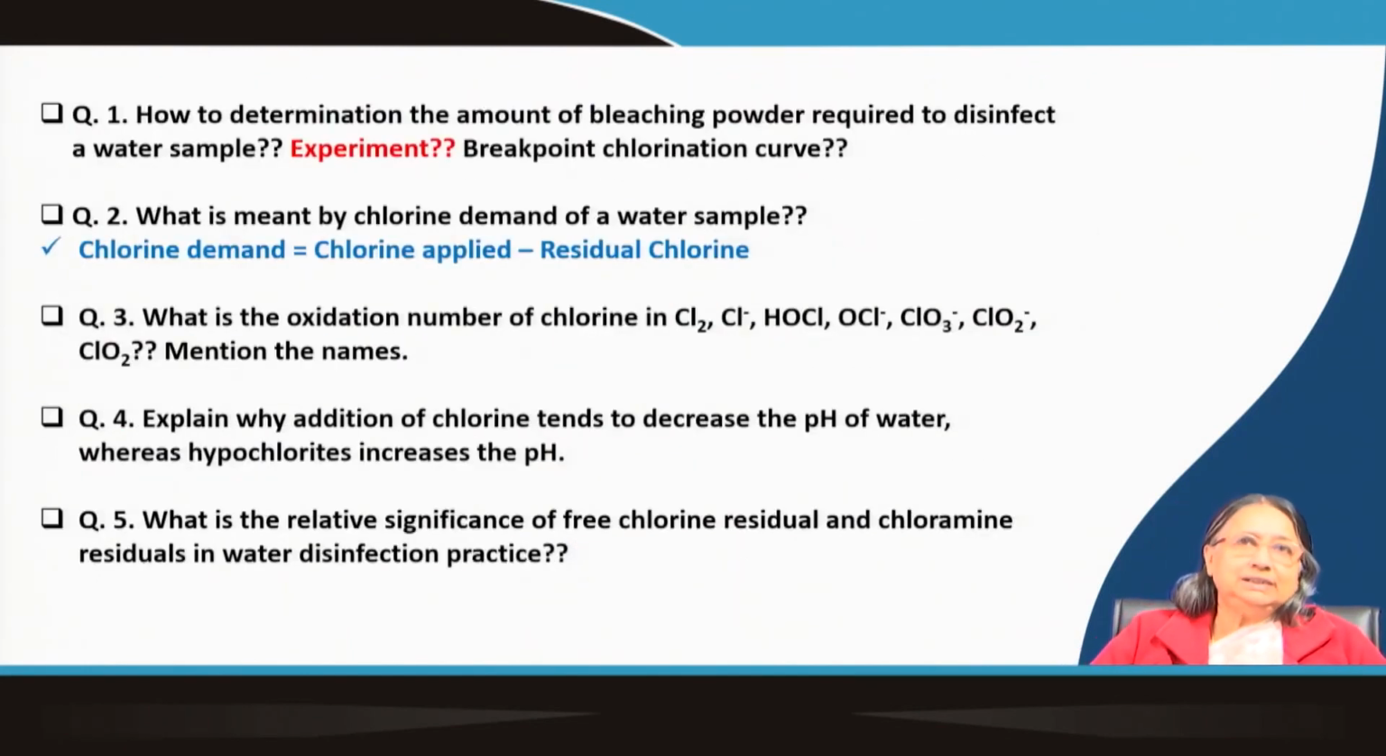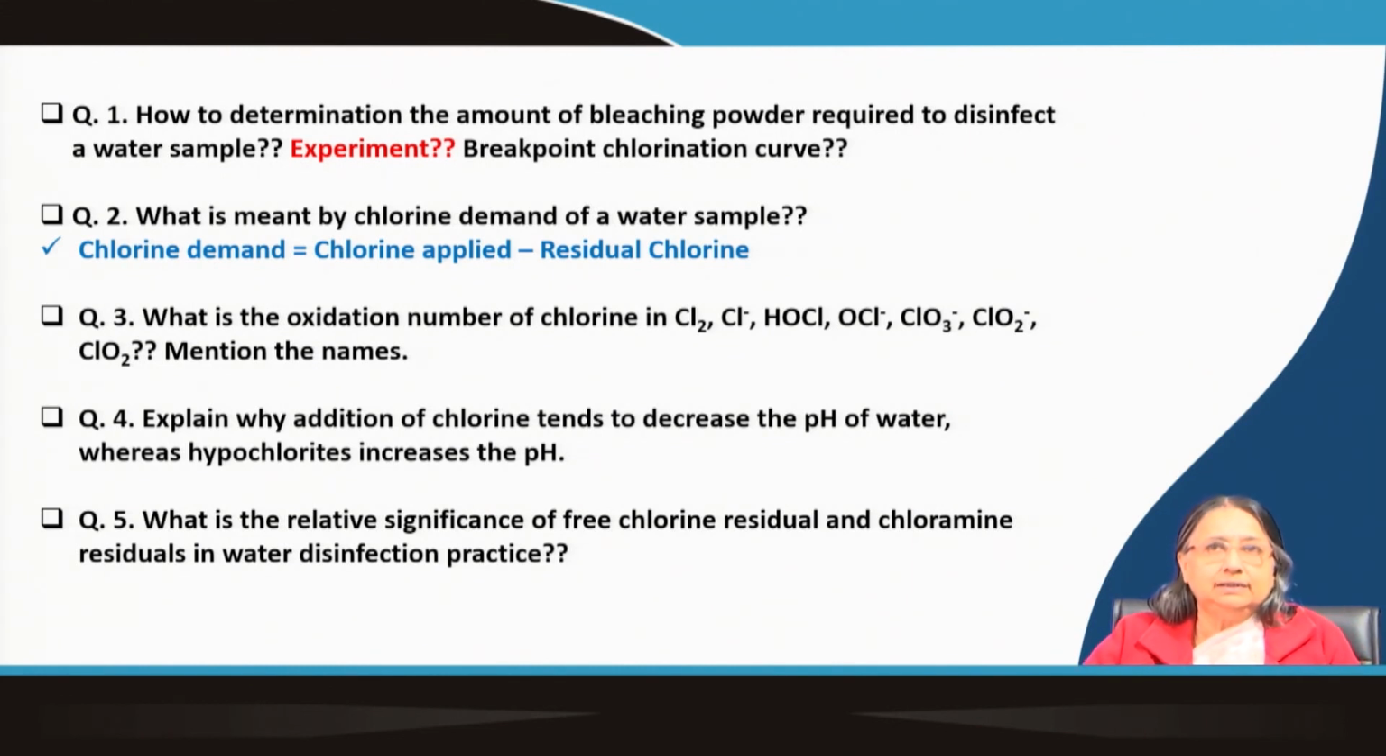Now, there are some questions in this module 5, I picked up some questions. How to determine the amount of bleaching powder required to disinfect a water sample? How much bleaching powder will you use? How to know? You have to draw the break point chlorination curve. You have to do some experiments. You have to vary the dose in different containers.